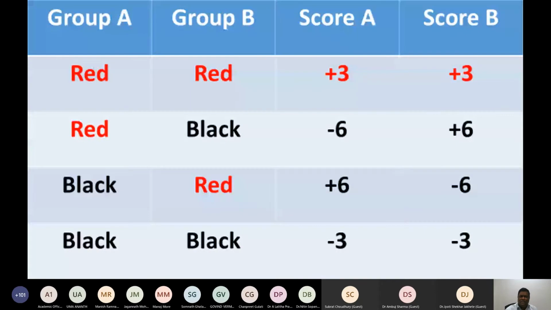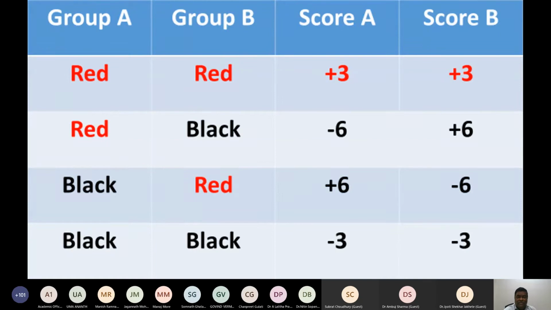So this is how I play this game. The two groups would pick red, red. They would write it on a chit, red, red. They should not talk to each other in the first 3 rounds. Then the scoring will be like this: +3, +3. And if group A chooses red and group B chooses black, the group which chooses black will get +6. If there is a mismatch, then group A will get -6.